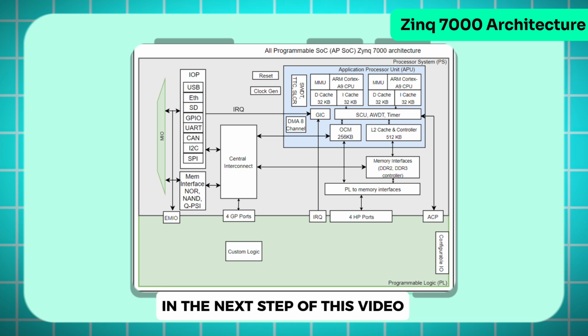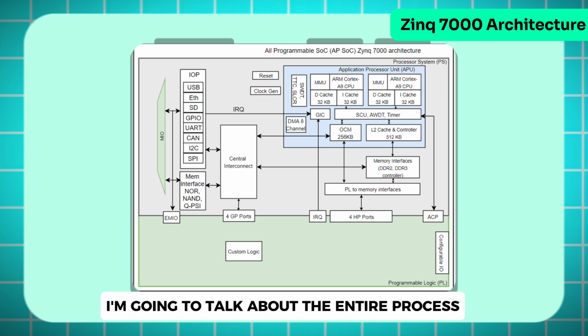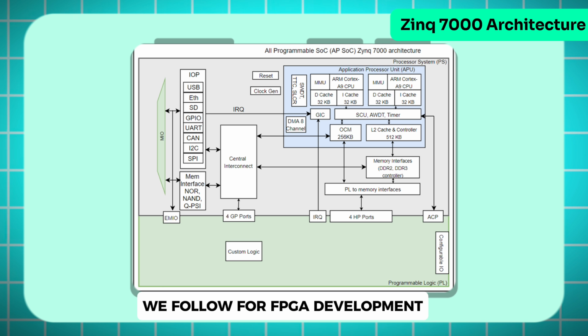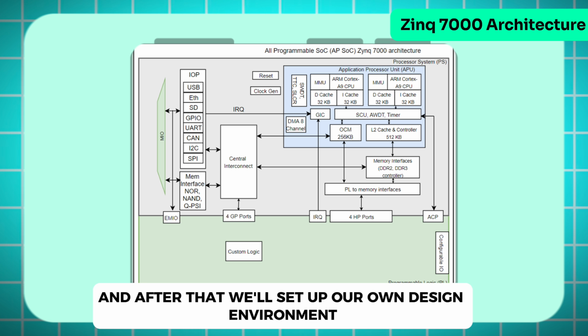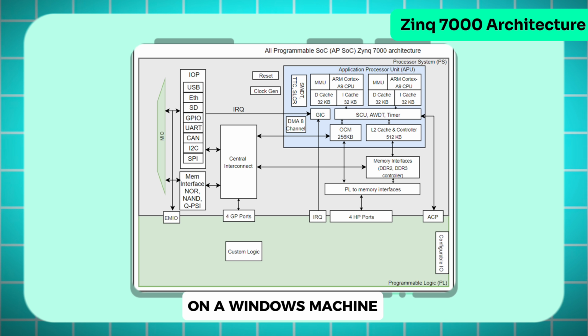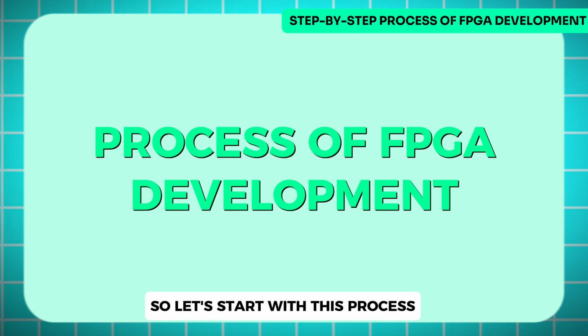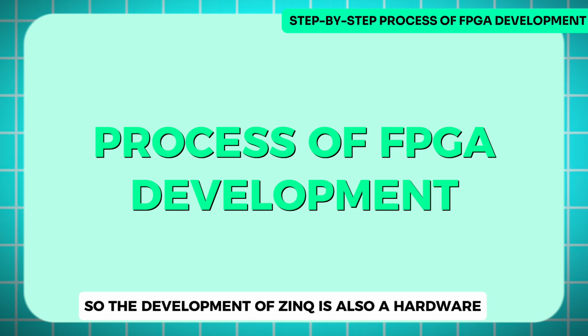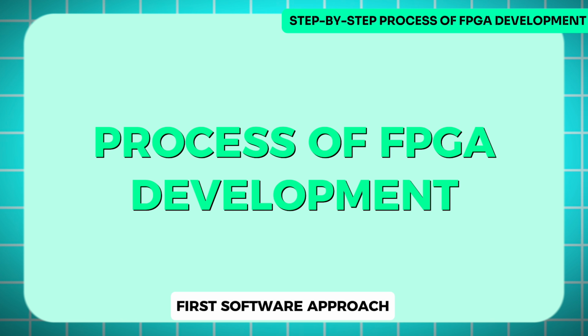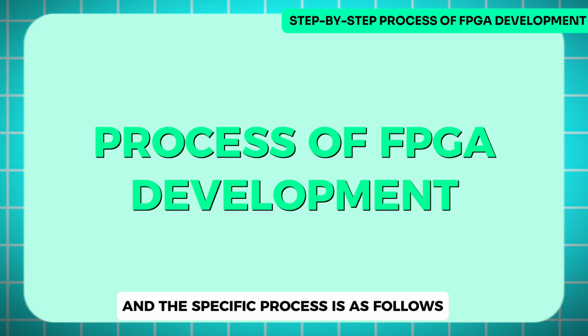In the next step of this video, I'm going to talk about the entire process we follow for FPGA development, and after that we'll set up our own design environment on a Windows machine. So let's start with this process. The development of Zynq is also a hardware first, software second approach, and the specific process is as follows.